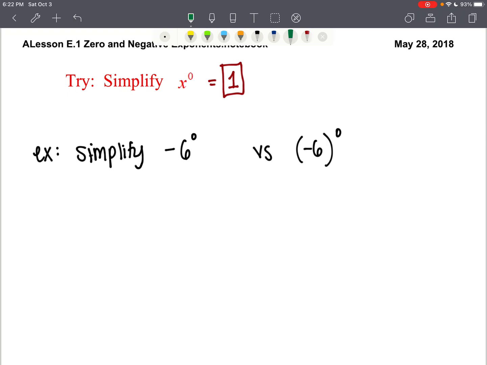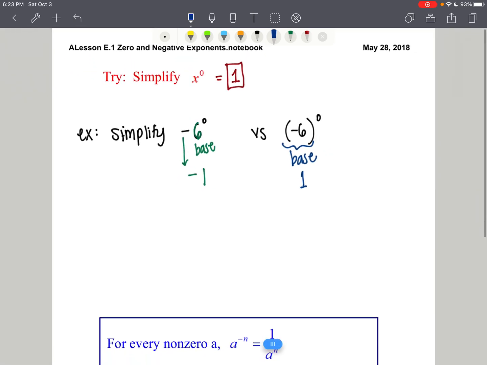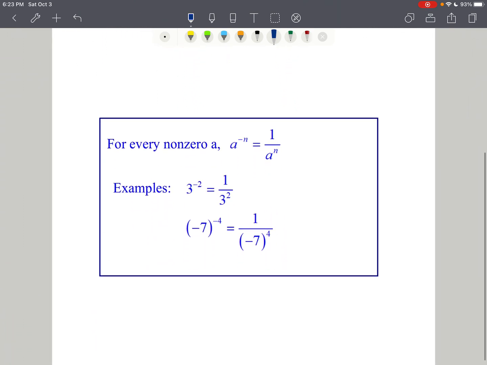Or maybe you have already got it in your head and you're saying, you know what, I know what this is, because the base is 6. So the base is 6. The base raised to the 0 power is 1, and then this negative is left behind. And hopefully you're saying here the base is negative 6, and that base raised to the 0 power is 1, and there's no negative left behind. That's our 0 power.